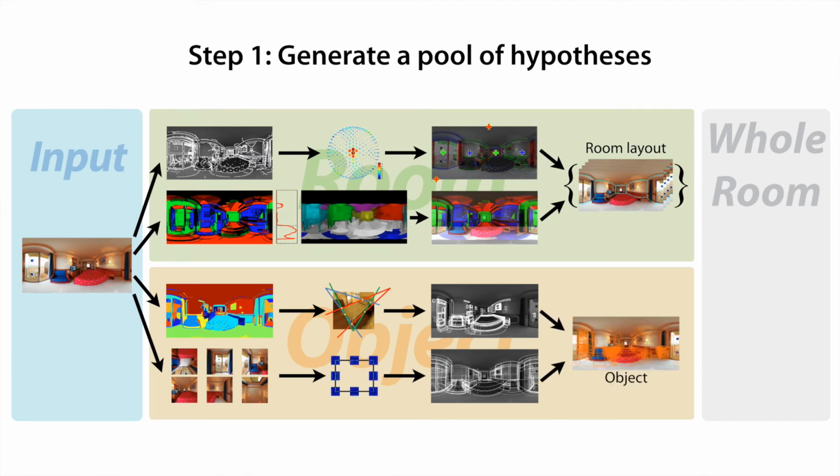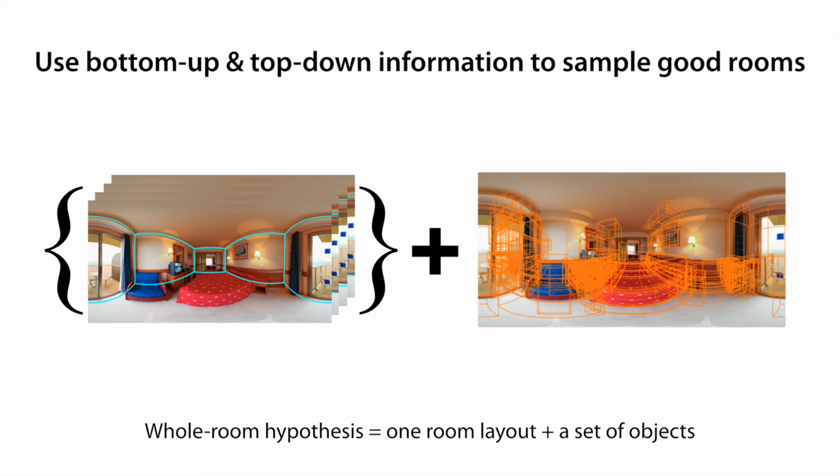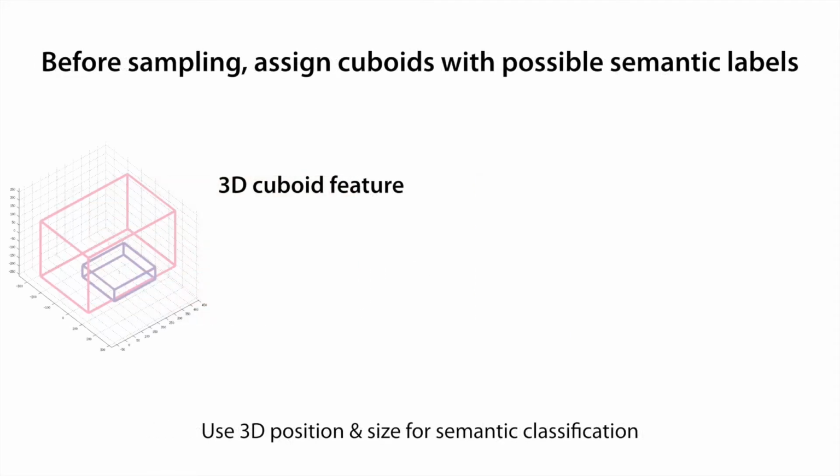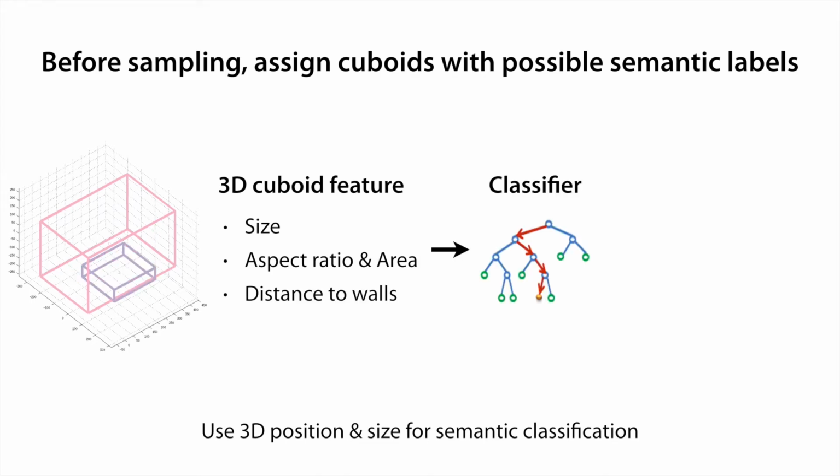With the help of room layout, we can project 2D cuboid projections to 3D space. Now, we have a room layout hypothesis pool and an object hypothesis pool. The next step is to combine them into whole room hypotheses. Because the size of the pool is very huge, we use a data-driven method to efficiently sample and search for good rooms. Before sampling, we need to know the possible semantic categories for each cuboid hypothesis in a room. To do so, we use 3D information of the cuboids, like size, aspect ratio, and distance to walls, to train a random forest for semantic classification.